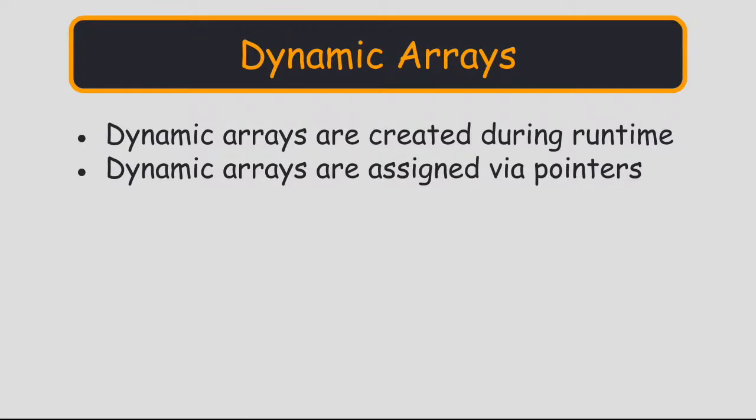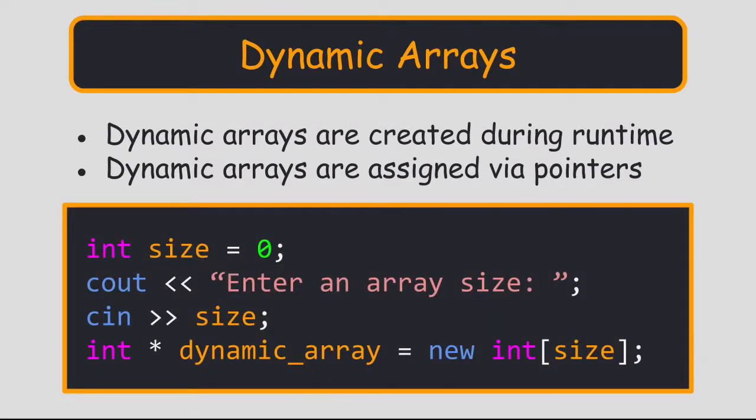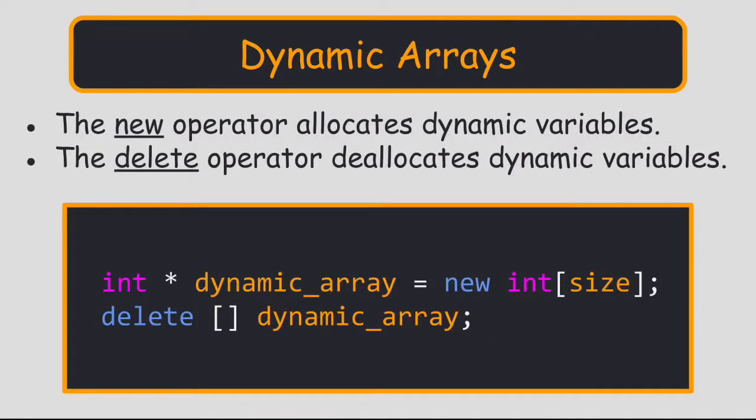We can create dynamic arrays using pointers. The following code accepts an array size from console input during runtime. Then it creates an array of that size. We use the keyword new when we create a dynamic variable. When we are done using the dynamic array, we have to deallocate its memory using the delete operator.